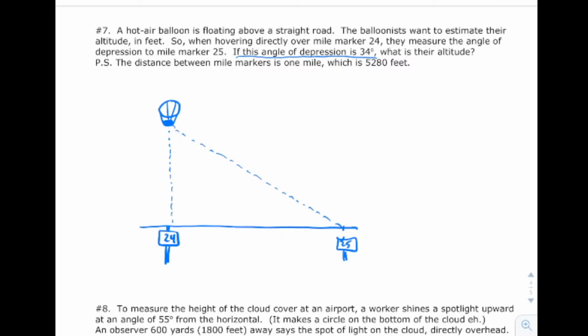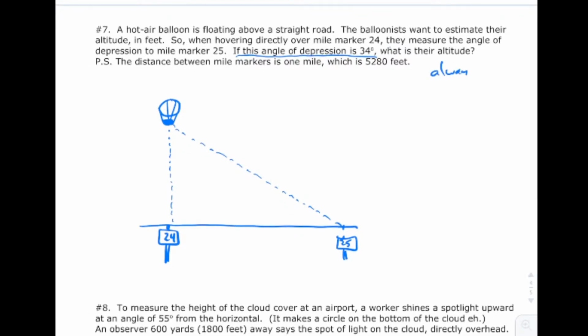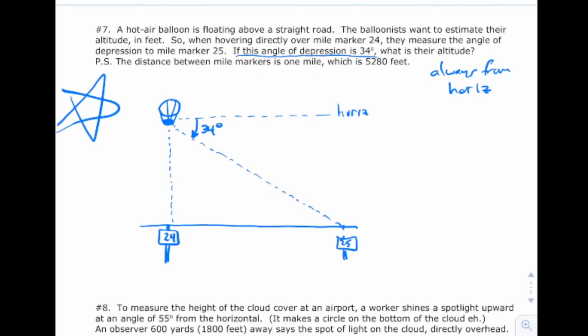Where is it? Go back to what I was saying before. It's always from the horizontal. You measure the angle from the horizontal. So if you're up here in the balloon and you look in the horizontal direction, you're looking this way. That's the horizontal. You're depressing your head by 34 degrees. Angle of depression 34 degrees means that's 34 degrees right there. Be very careful about how you interpret these things. The angle of depression is right there, 34 degrees.